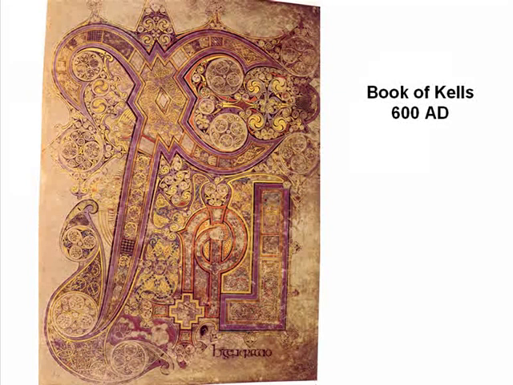Now here you'll see a big chi, and underneath the right side of the chi you'll see this little rho, this P-looking thing. It's got a head at the end of it, which is pretty interesting. But you'll see this on the cover of some Bibles. This was a page in the Book of Kells.